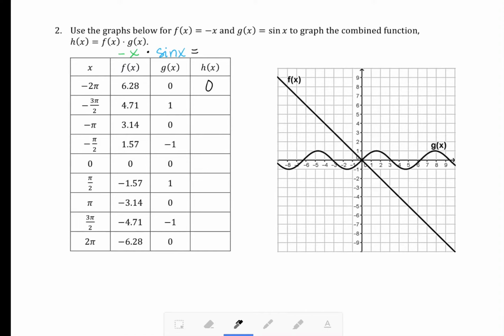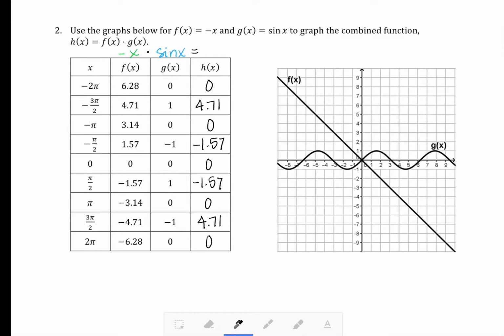Anything times 0 is just 0, so I'm going to run through and mark all of those as zeros. And the rest, it looks like I'm just multiplying it by 1 or negative 1. So this is still just 4.71. This becomes negative 1.57. This becomes negative 1.57. And this becomes 4.71. Okay, here's what I notice.